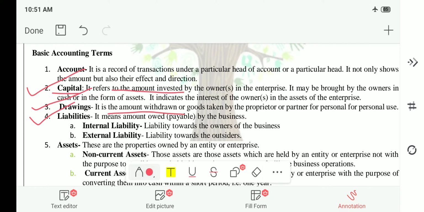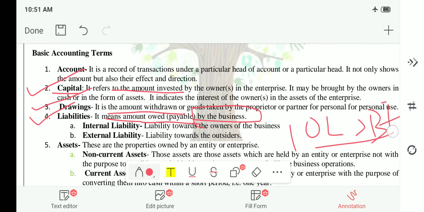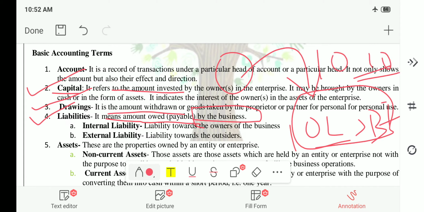Then we will move to the next term, that is liabilities. What is liability? It means the amount owed, that is payable by the business. If an organization has taken a 10 lakh rupees loan from the SBI, then the organization should pay this 10 lakh rupees to the SBI within a span of 10 years. Right? This payable is nothing but the liability. That is, the organization owes the money to the SBI. It should pay this amount back to the bank. This is nothing but liability.